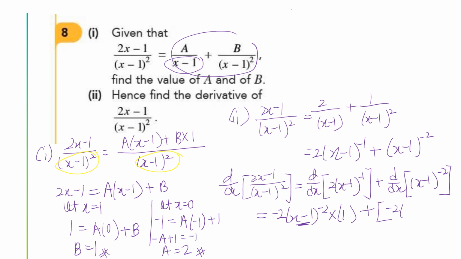Let's move on to the next one. Bring the negative 2 to the front. Negative 2 minus 1 is negative 3 times differentiate x minus 1. Differentiate x, you get 1. Differentiate negative 1, you get 0.